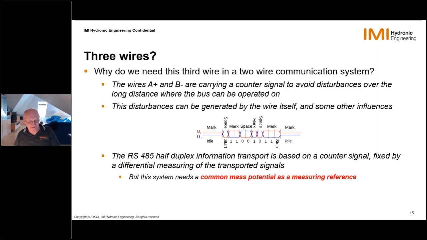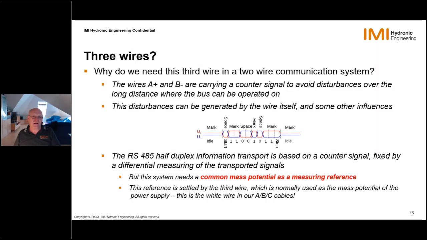So therefore, it is at least a two-wire communication, but the third wire is required. Normally, this is already given by the power supply. When you connect the power supply in the right way, then this is already done. So the white cable of the ABC is always carrying the mass for all our nodes on a line.